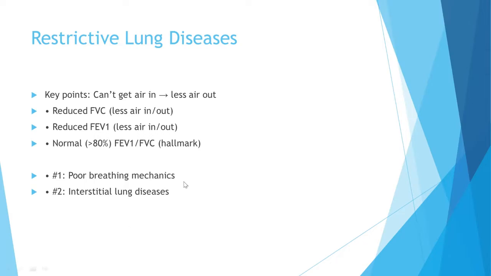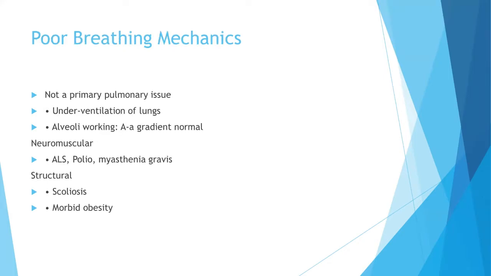So it is due to either poor breathing mechanics or interstitial lung diseases. Poor breathing mechanics is not a primary pulmonary issue. It is the under ventilation of lungs. So alveoli are working, so the AA gradient is normal. Maybe due to some neuromuscular causes like amyotrophic lateral sclerosis and polio, myasthenia gravis, or some structural causes like scoliosis and morbid obesity, which means that there is some defect other than the proper lung itself. Okay, the alveoli are working, so it is due to the poor breathing mechanics. The AA gradient is normal.